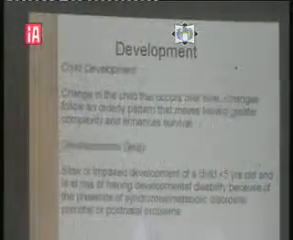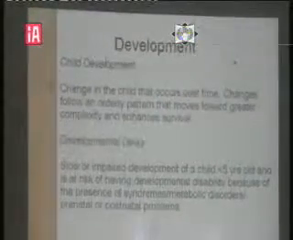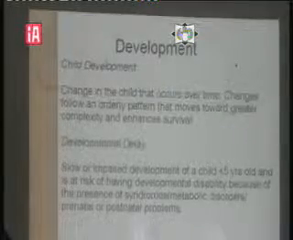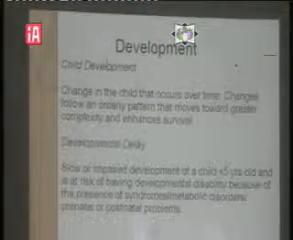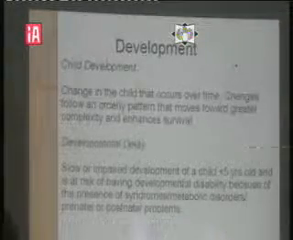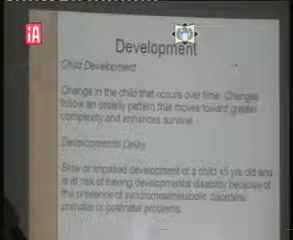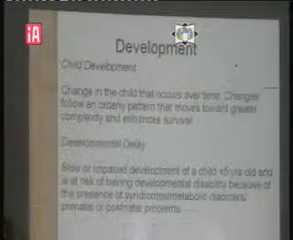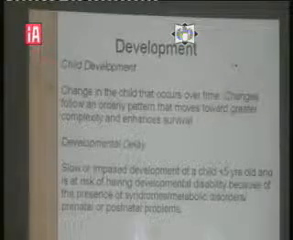So getting into basic theories of development. What do you mean by development and what exactly is child development? Child development is nothing but the changes that take place over time. As the child develops, there are a lot of changes which actually take place, but it follows an orderly pattern.